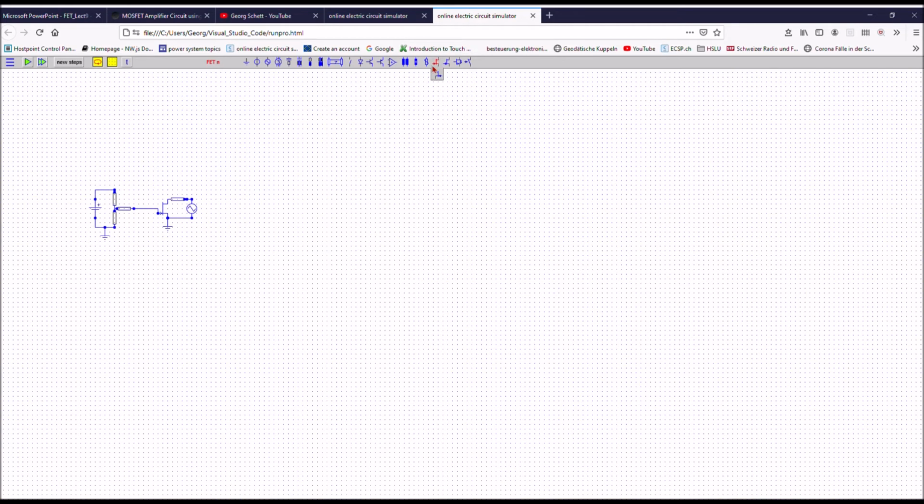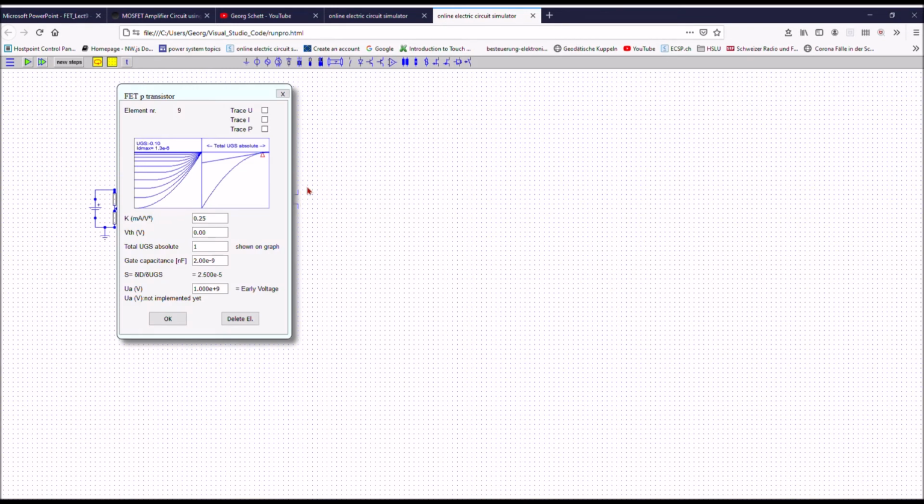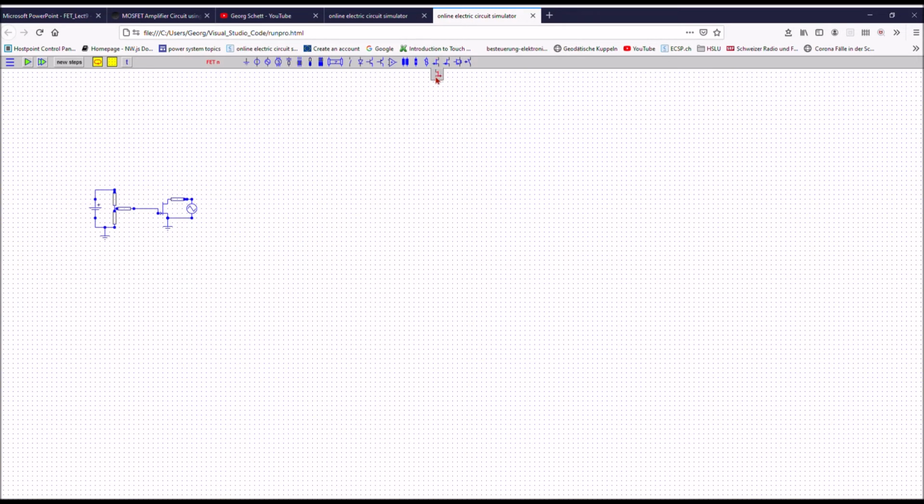And this was an N-type field effect transistor. If I go to the P-type field effect transistor, it's exactly the same, just everything is negative instead of positive, but all the rest is the same. And here I have the flipped version of the same device.